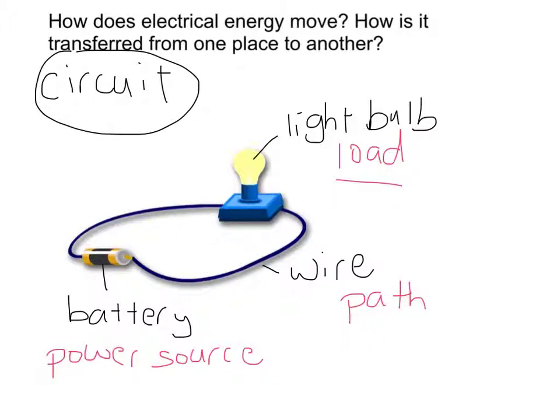Okay, so basically a circuit needs to have all of these three things: a power source, a path, and a load, and everything needs to be connected. If there is one part that is not connected, then electricity can no longer flow in that circuit. Everything needs to be connected.